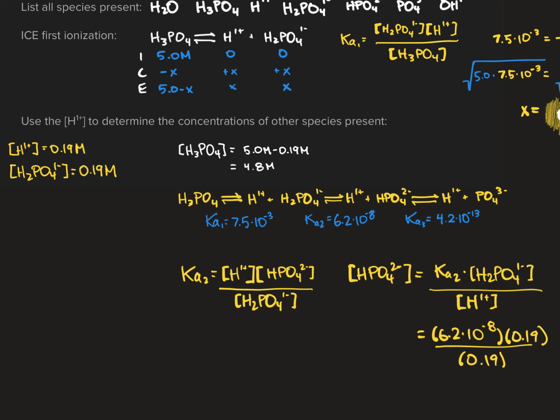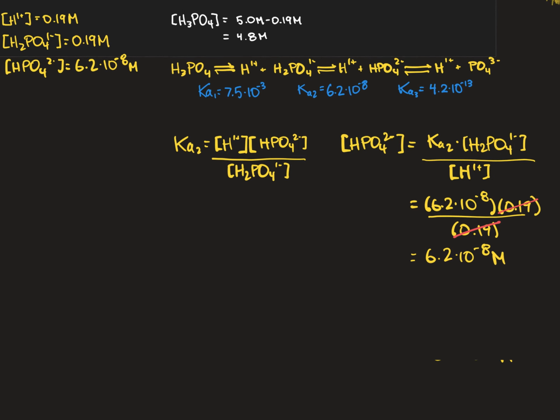Taking Ka2 of 6.2 times 10 to the negative eighth, multiplying by 0.19 molar, and then dividing by the hydrogen ion concentration of 0.19 molar. This gives me, therefore, a concentration of HPO4 2 negative of 6.2 times 10 to the negative eighth molar. And having now calculated that value, there's only one more ion from the dissociation sequence I now need to find. That is the concentration of the phosphate ion PO4 3 negative. And we're going to follow a similar logical stepping pathway here to solve for that one.